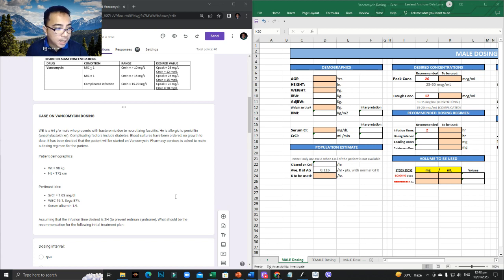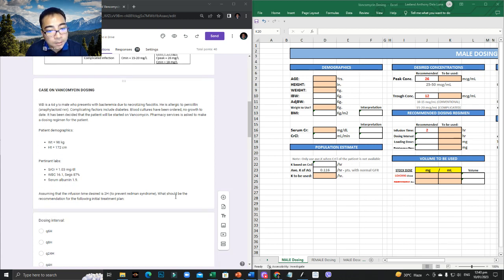Obviously class, since we're just starting the dosing, we can use our Excel file for this one. So we type 64-year-old, male. Height is 172 centimeters. Let's convert that to inches: 172 divided by 2.54, which is 67.72.